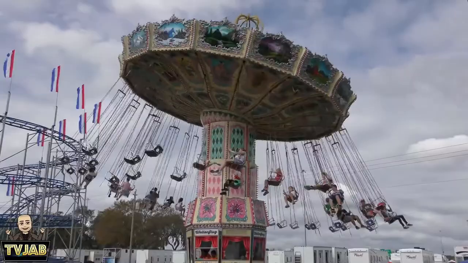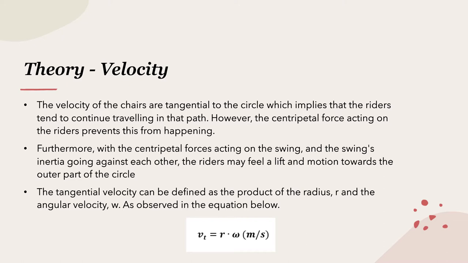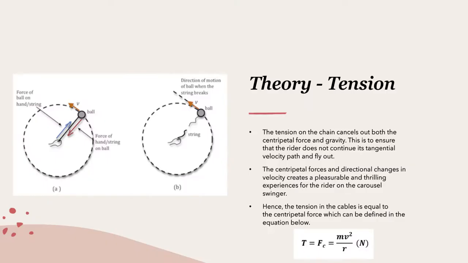With the centripetal force acting on the swing, and the swing's inertia going against each other, the riders may feel a lift and motion towards the outer part of the circle. The tangential velocity can be defined as the product of the radius and the angular velocity, as observed in the equation below. Its units are meters per second. And the tension of the chain cancels out both the centripetal force and gravity. This is to ensure that the rider does not continue on its tangential velocity path and fly out of the ride.